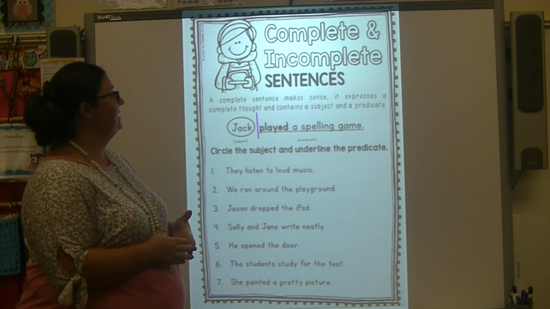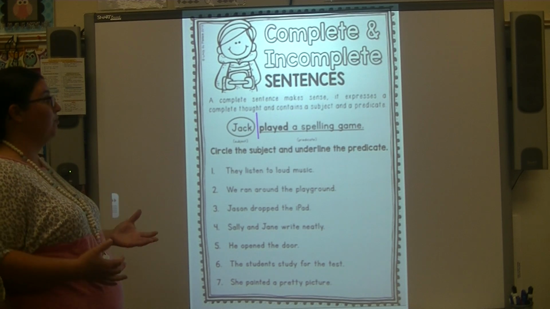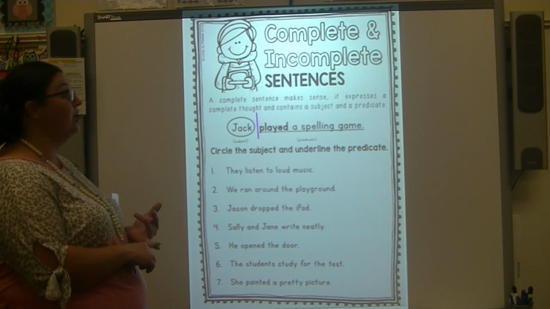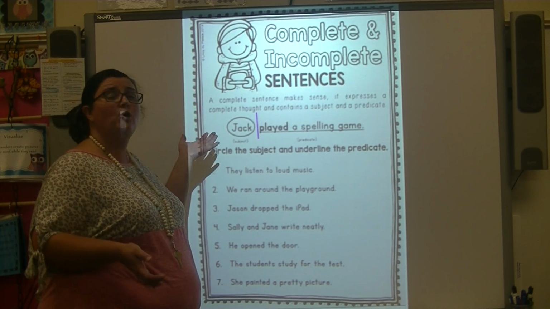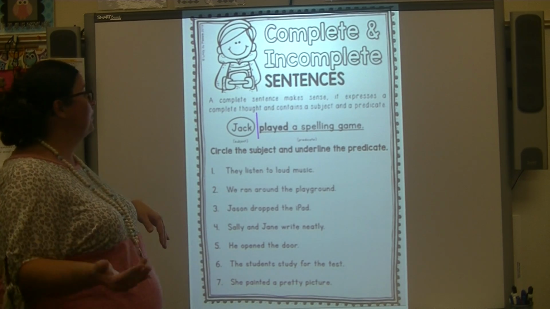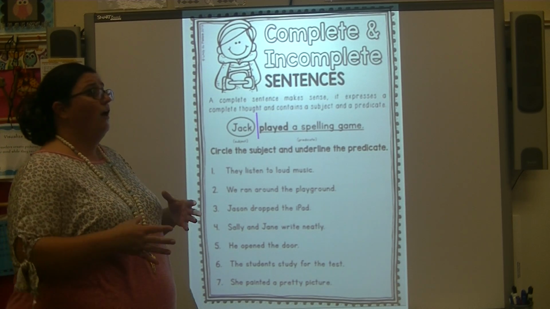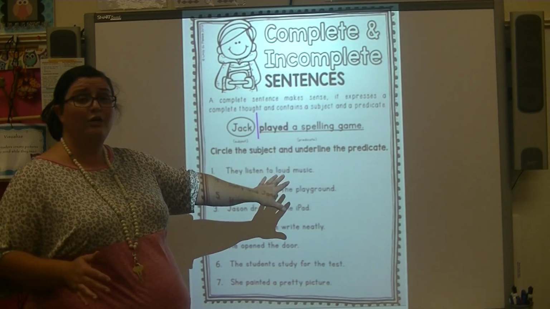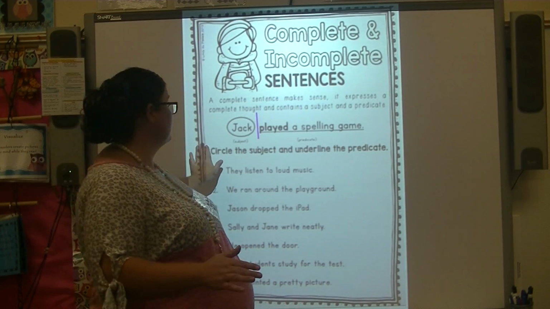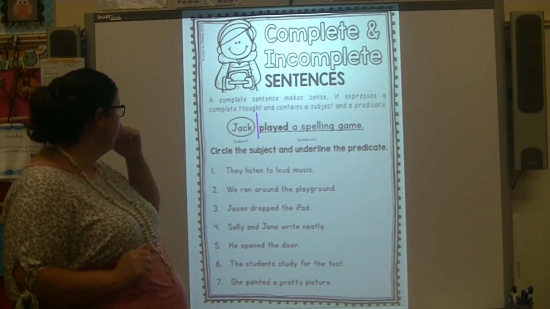A complete sentence makes sense. It expresses a complete thought. It contains a subject and a predicate. Remember, your subject is your who part. Your predicate is your do part, the action part. All right, now, it is hard to circle and underline, so Ms. Byers is going to get rid of that set of instructions. We're not going to do that.